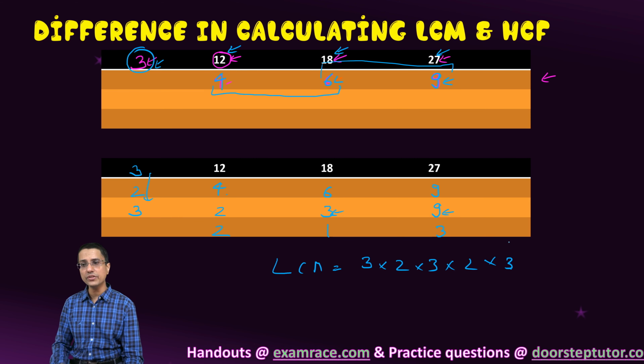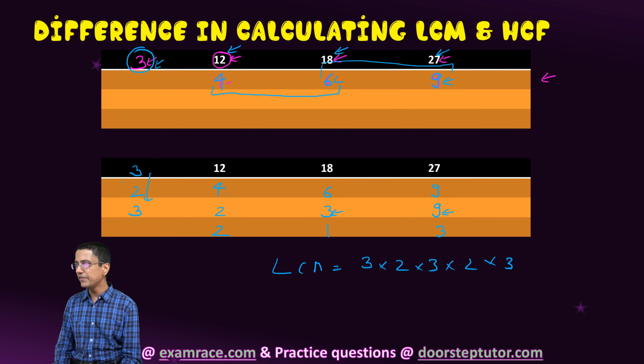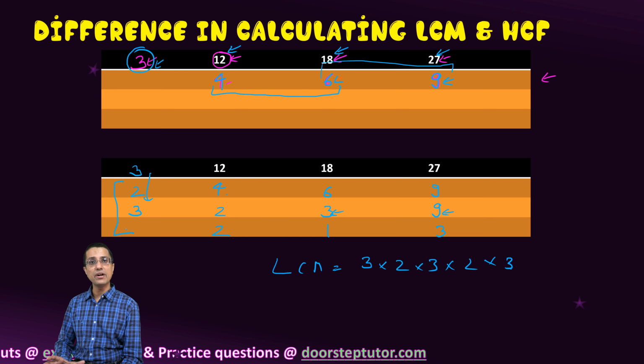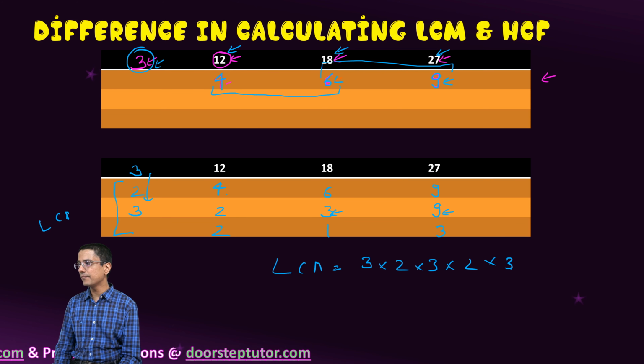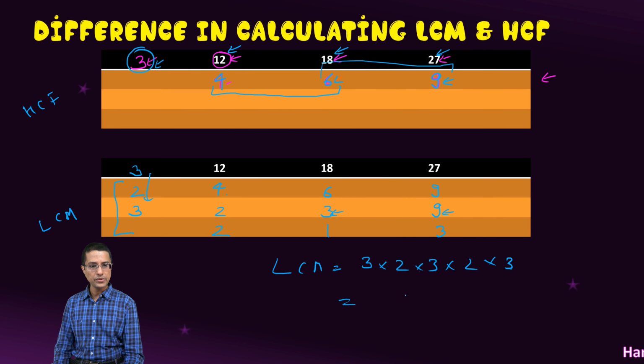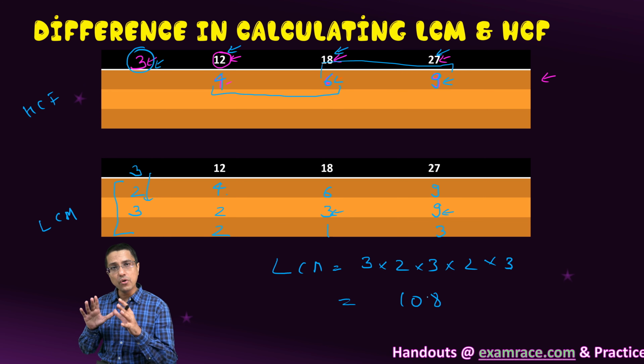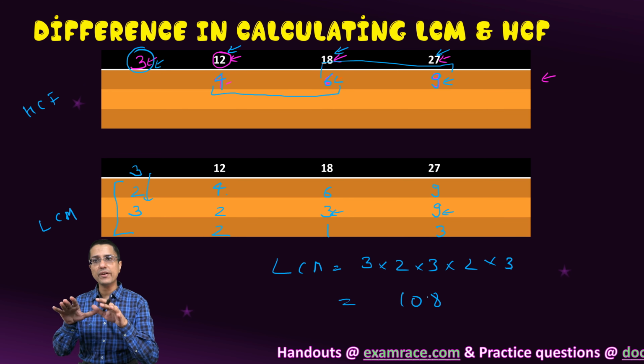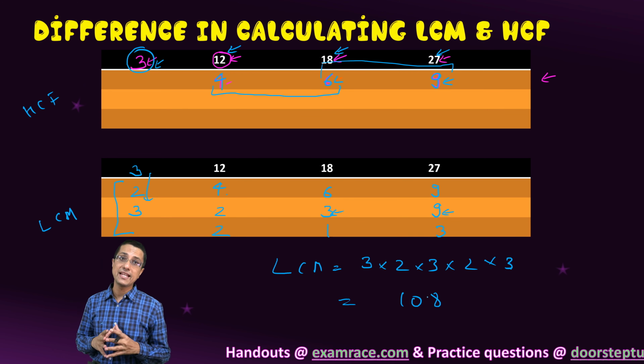So the key difference was that we continued the division afterwards in case of LCM, but not in the case of HCF. So note that difference, and the answer, if you were to compute it, would come out to be 108. Okay, so very important thing, don't get confused between calculation of LCM and HCF. Students do get confused, so keep this concept clear in your heads. Very important.